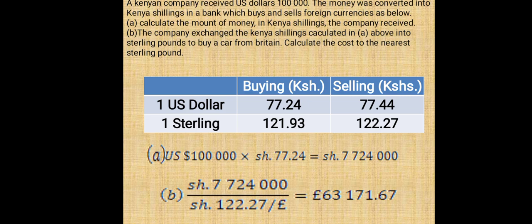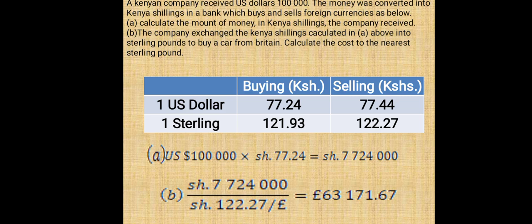A Kenyan company received 100,000 US dollars. The money was converted into Kenyan shillings in a bank which buys and sells foreign currencies as below. Calculate the amount of money in Kenyan shillings the company received. The company exchanged the Kenyan shillings calculated in A above into sterling pounds to buy a car from Britain. Calculate the cost to the nearest sterling pound.